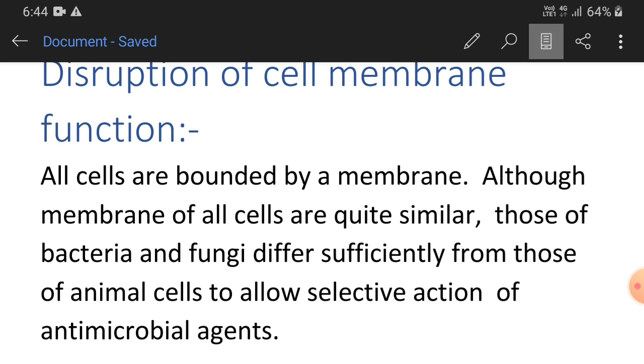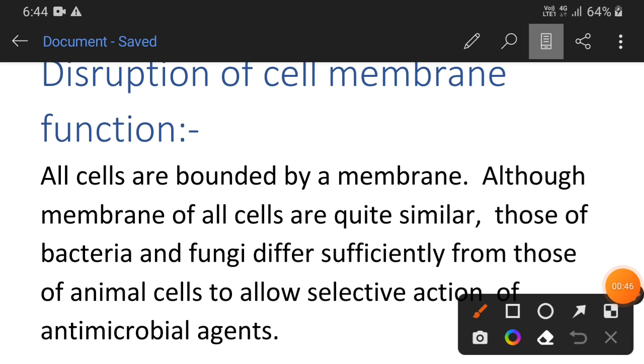Similarly, the DNA and RNA synthesis inhibitors that we have used are not too susceptible for human cells. Why? Because DNA and RNA synthesis in bacteria is quite different from our human cells' DNA and RNA synthesis, okay?